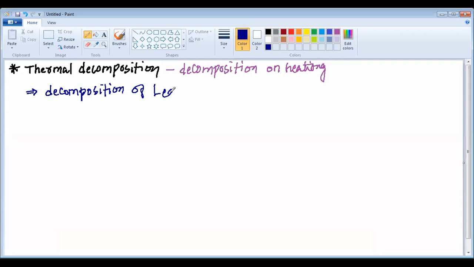of lead nitrate. So, my dear students, let us study the decomposition of lead nitrate. Can you tell me what happens when we have a decomposition of lead nitrate?